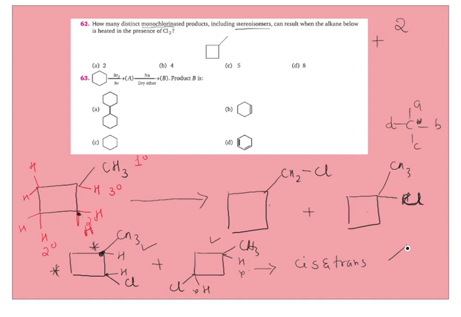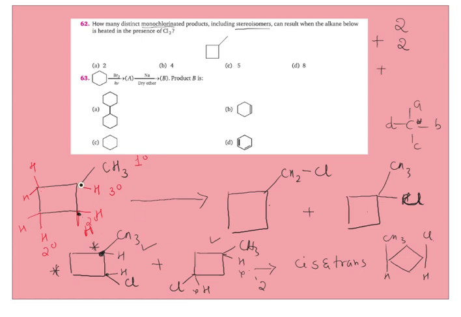What does that mean? Observe here, if this is cyclobutane, the methyl and chlorine can be on the same side, or it can be on the opposite side. I have written cis, but the other way around, if you write chlorine here, H here, then it will become trans. That means it is exhibiting cis-trans. Therefore, I am going to write 2 here.